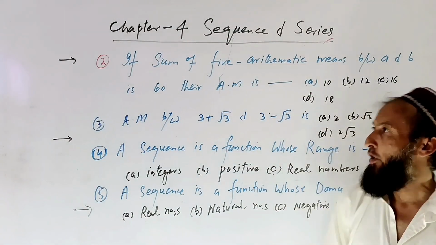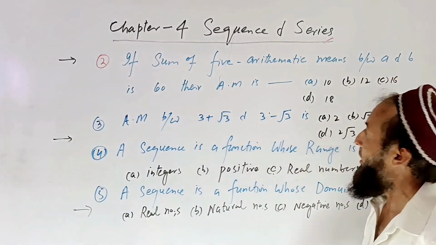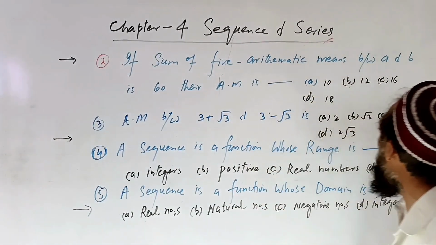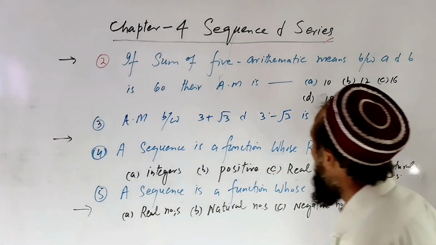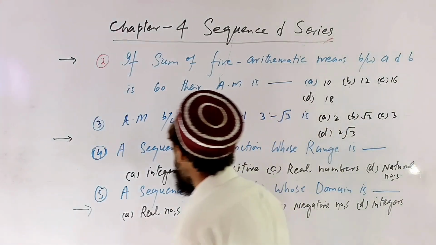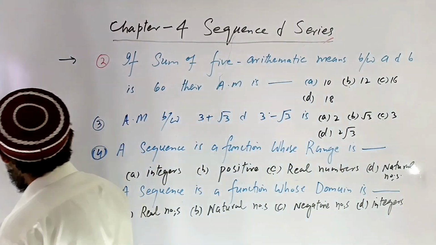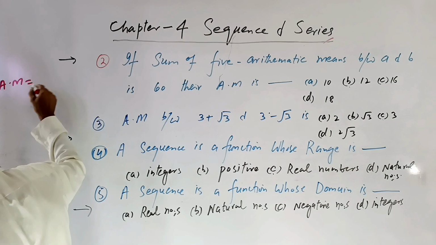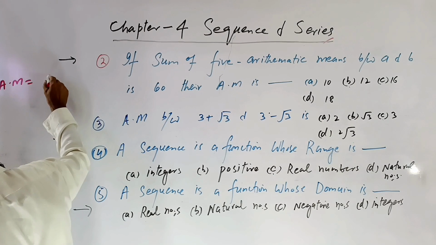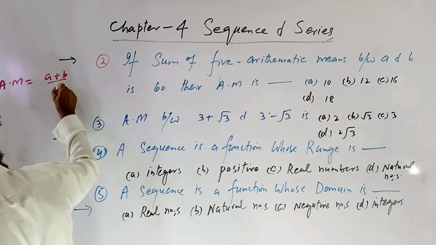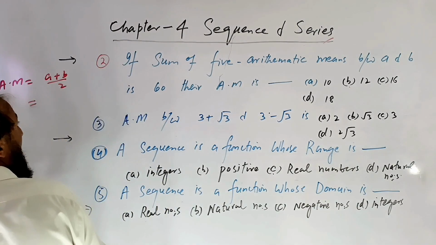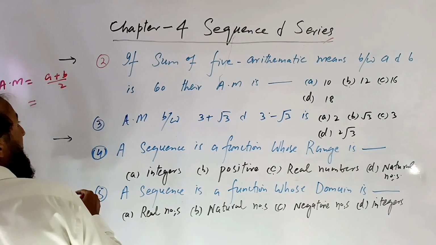The arithmetic mean between A and B is 60. The arithmetic mean between two numbers A and B. According to the formula, we know that the arithmetic mean is equal to the sum of the two numbers, A plus B, divided by 2. If we add these numbers, what is the result?